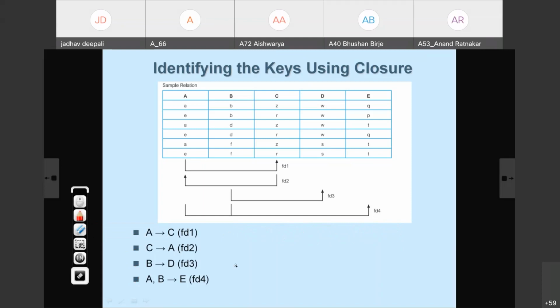Now BC is a super key, but is BC a candidate key? Its subsets are B and C. B closure we already identified, it contains only B and D. We calculate C closure also, it contains only AC. Means no subset contains all the attributes of the relation. So BC is also a candidate key, along with being a super key.